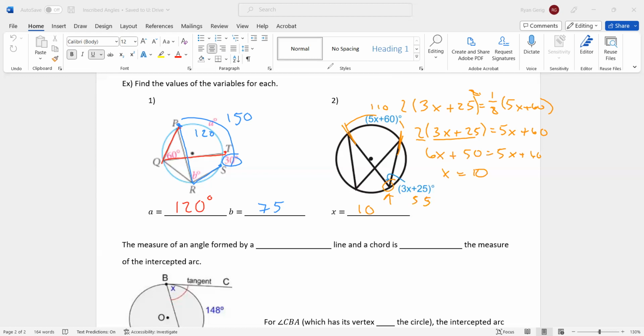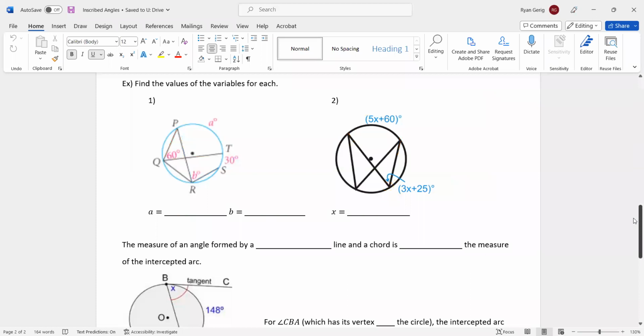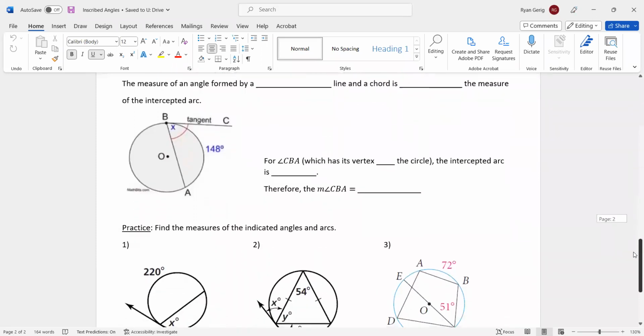Now we're moving on to, it's still an inscribed angle, but it's going to look different. The measure of an angle formed by a tangent line and a chord is half the distance of the intercepted arc. So that picture there is what I'm showing you. So for angle CBA, that's not a 90-degree angle. We talked about that with tangent lines. That's not a 90-degree angle because the point of tangency is not connected with a radius. So don't think you're finding something cute here and saying, oh, that's 90.